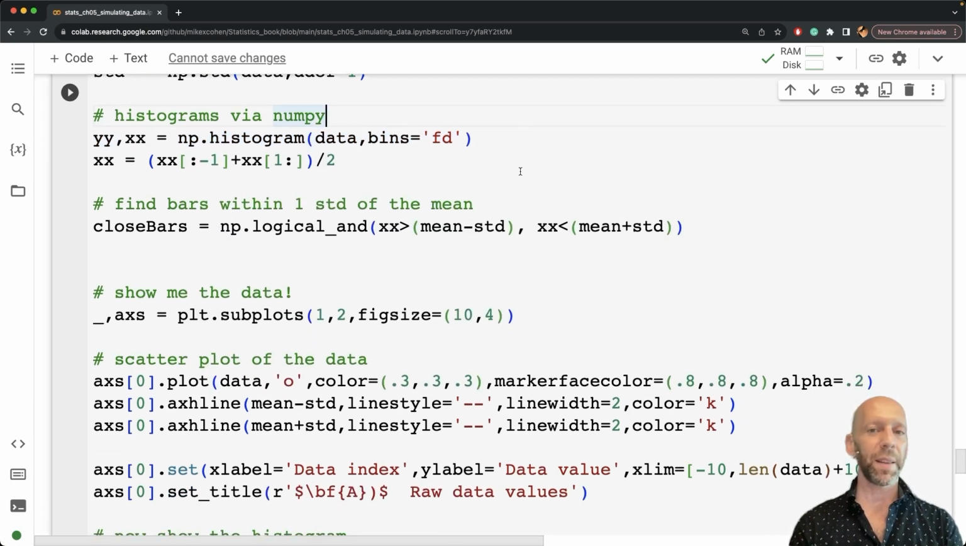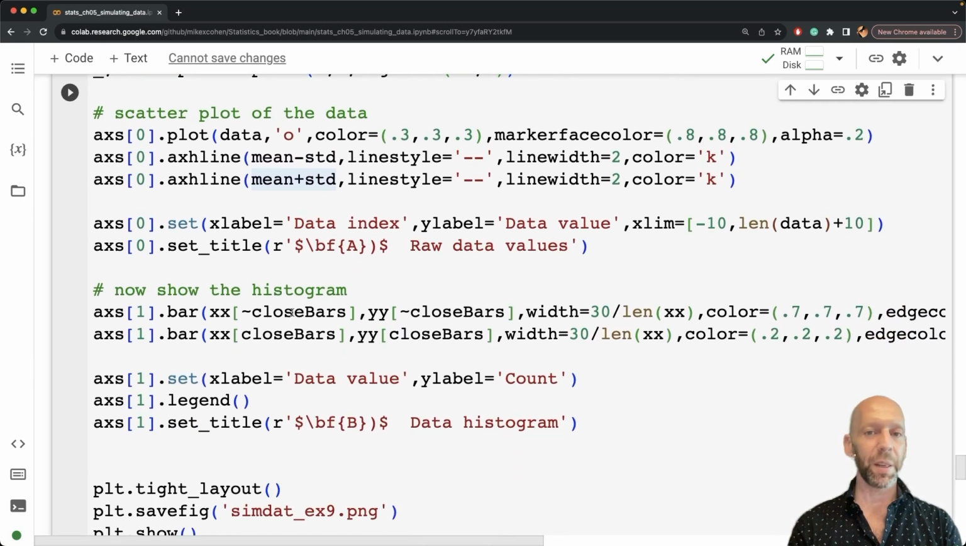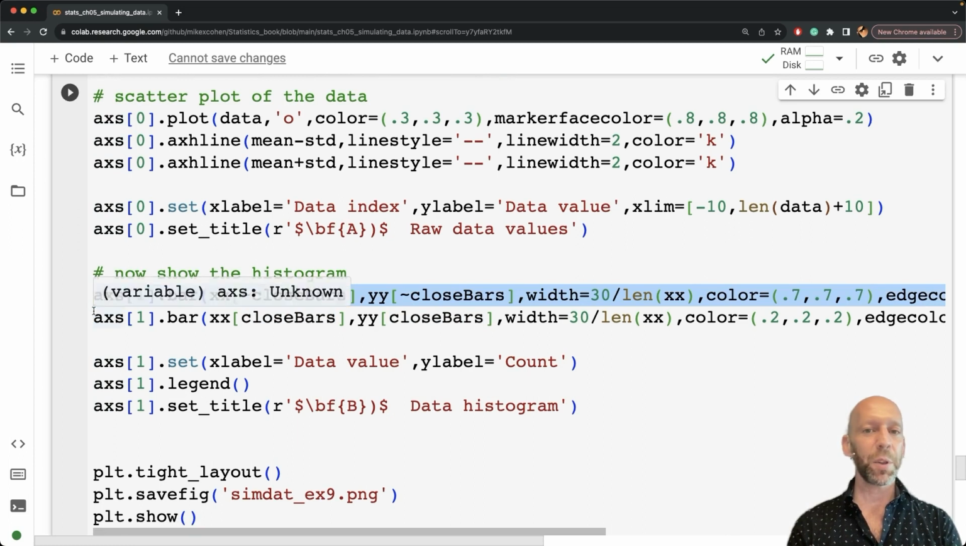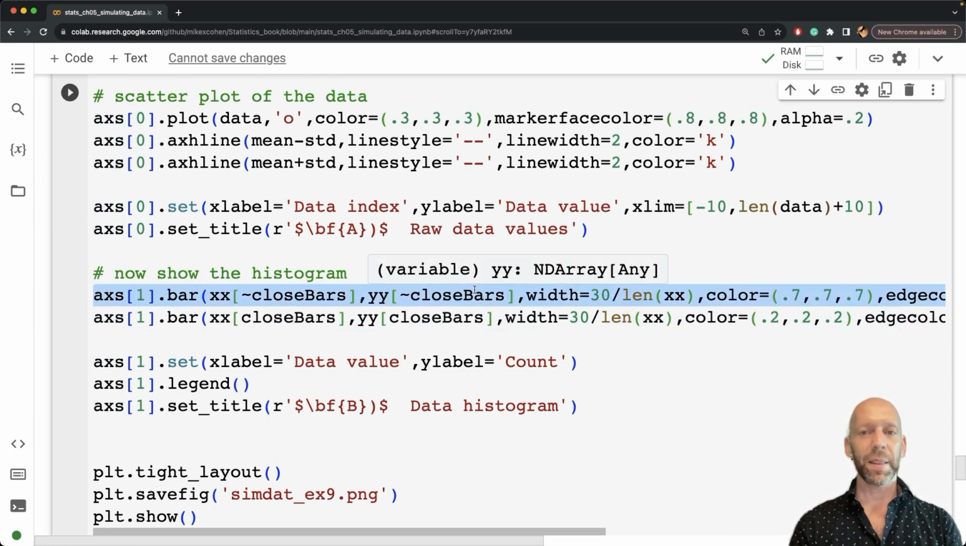And the reason why I do that is I want to find which of these bars has the set of bars that are greater than the mean minus 1 standard deviation and below the mean plus 1 standard deviation. And then I use that variable here, close bars, close to the mean, to draw 2 different bar plots. So a bar plot of the histogram bins that are close to the mean, that's this one, and then the ones that are further away from the mean, that's going to be this one.